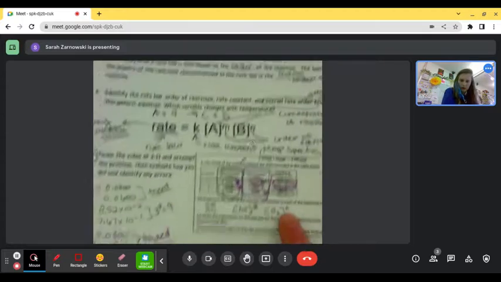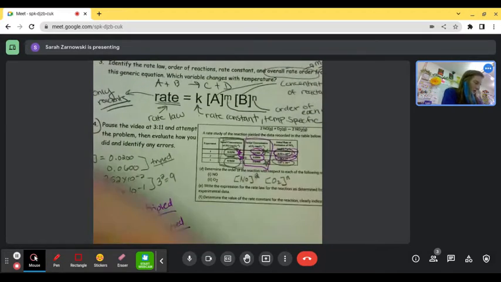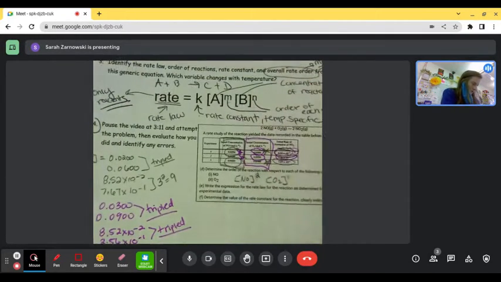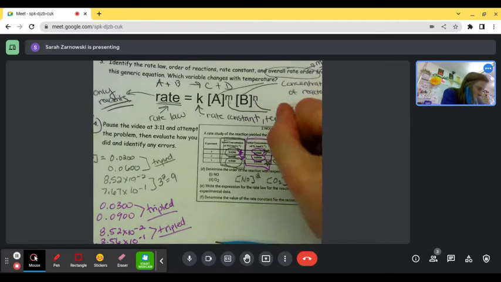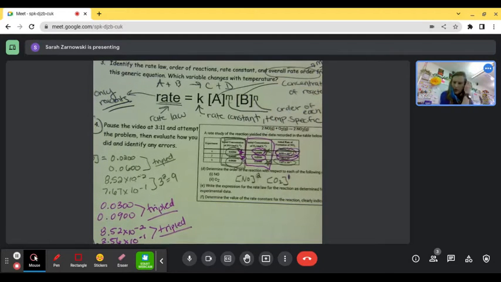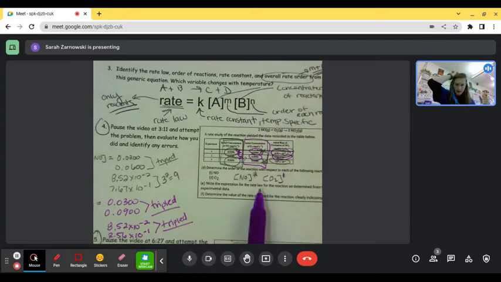So that means O2, the n, is now 1. Okay, so now we got that.